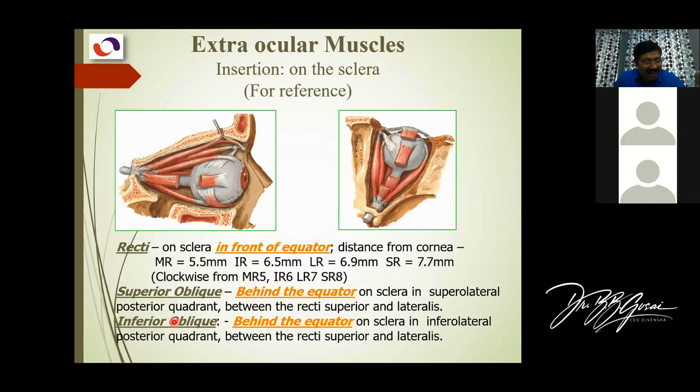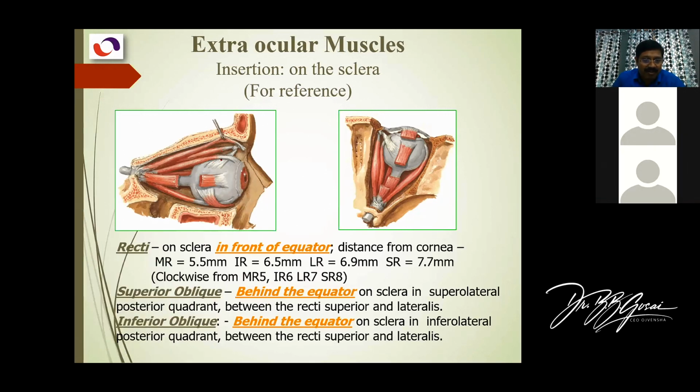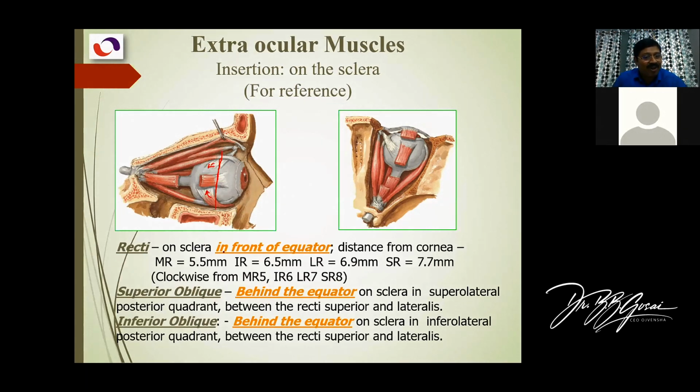And the superior and inferior obliques are still far away. They are in the posterior quadrant, behind the equator. So this is the equator of the eyeball. The superior oblique and inferior oblique are here, behind the equator. And all the recti are in front of the equator, here, here, here, like this.